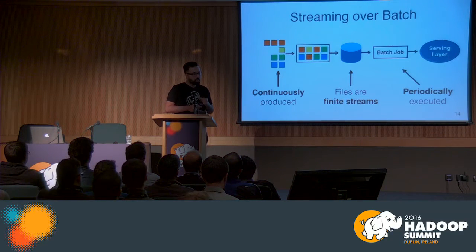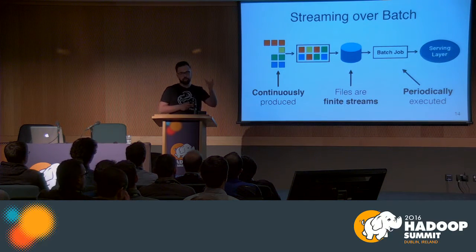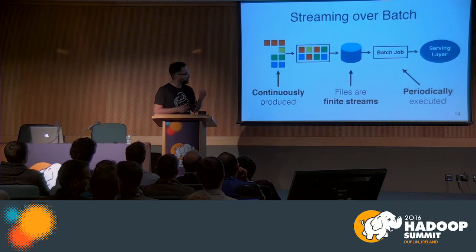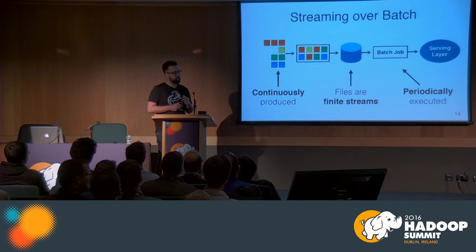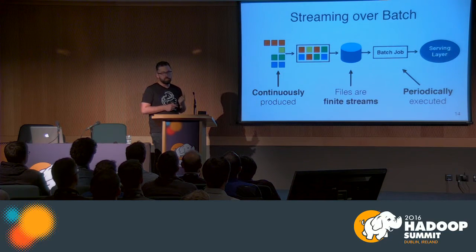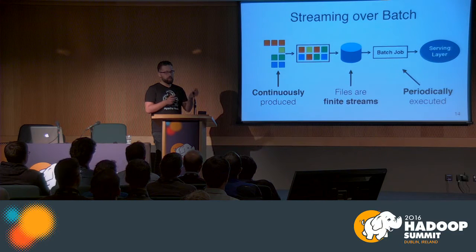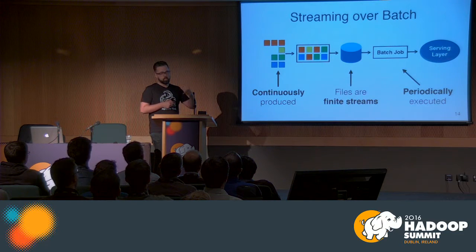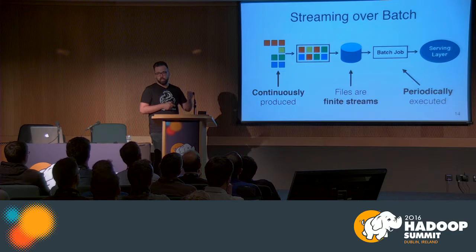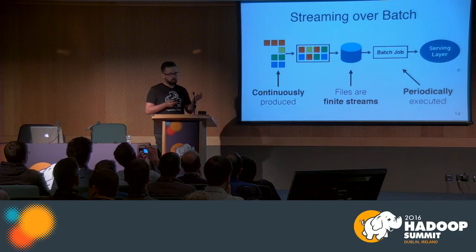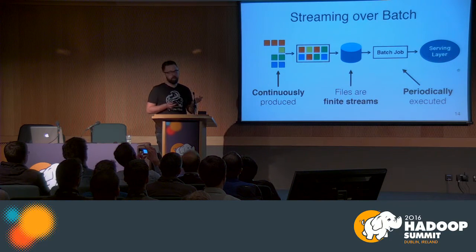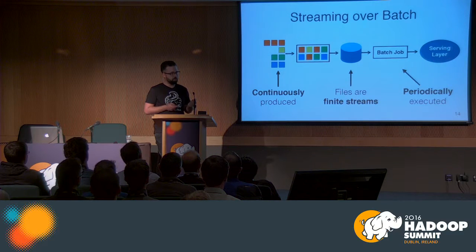And having my streaming glasses on, this really looks like a streaming use case. As I've said, the data is produced continuously, files are essentially finite streams, and the batch job is also executed over and over again. So of course, this begs the question: why aren't we doing this with a stream processor?